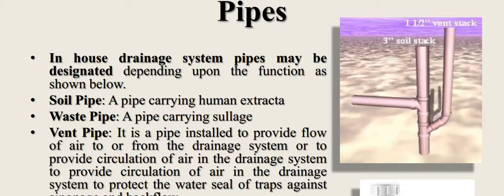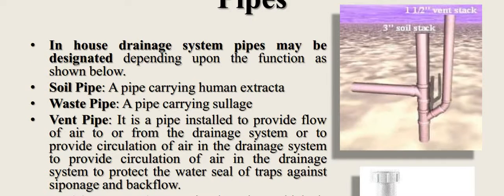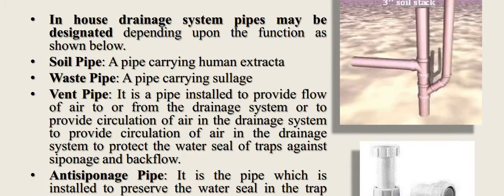So moving forward, the next part, the second part of the series on the house drainage system, is the pipes. Various types of pipes involved in the house drainage system. That is the first, introduction to pipes. In house drainage systems, pipes may be designated depending upon the function as shown below. Means what are the various types of pipes and which types of pipes are known as what, depending upon their function. This is very much important to understand, and their classification is designated depending upon their function.